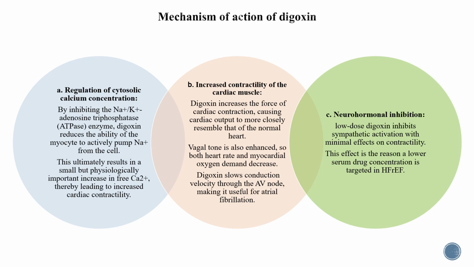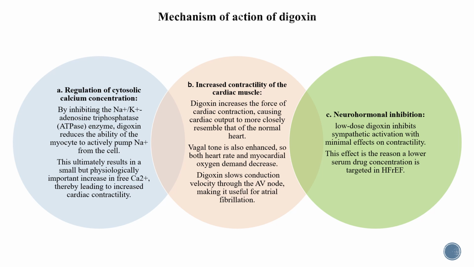There are mainly three mechanisms. So the first one is regulation of cytosolic calcium concentration. It is by inhibiting the Na plus K plus ATPase enzyme. Digoxin reduces the ability of the myocyte to actively pump sodium from the cell. So this ultimately results in a small but physiologically important increase in the free calcium and thereby leads to increased cardiac contractility.